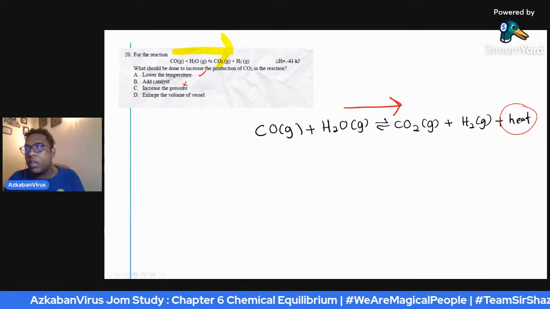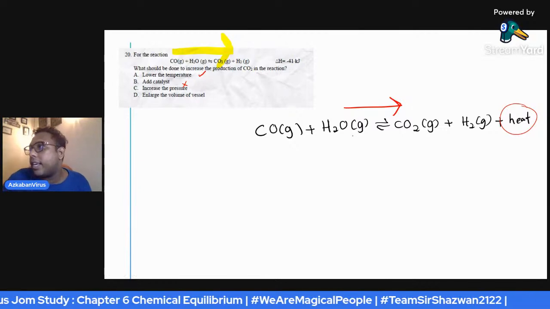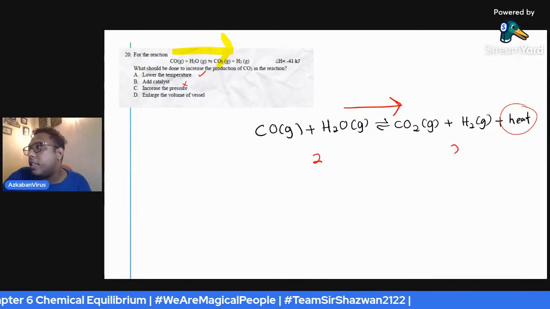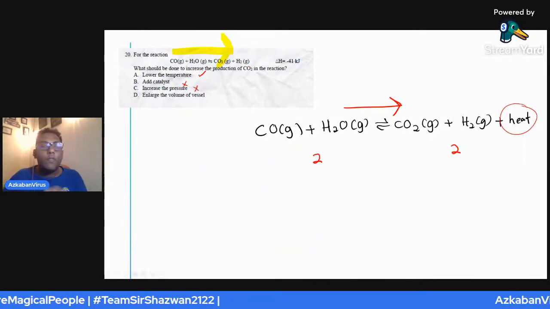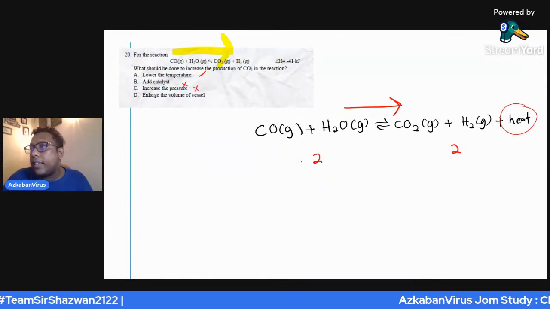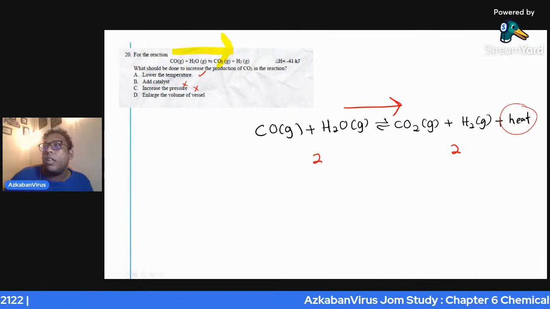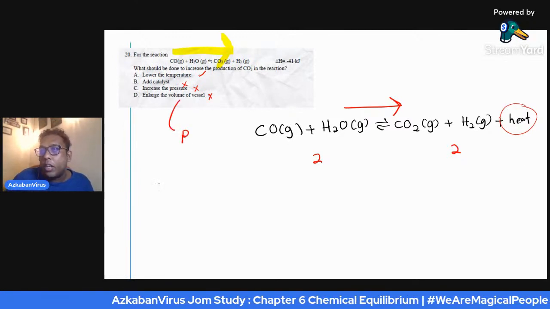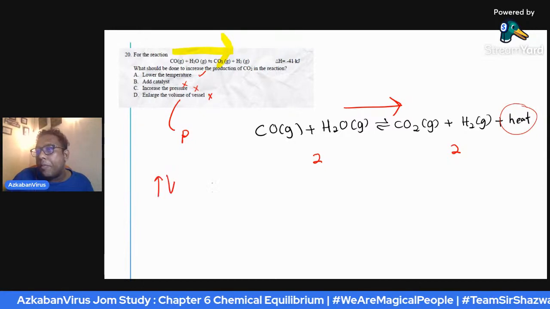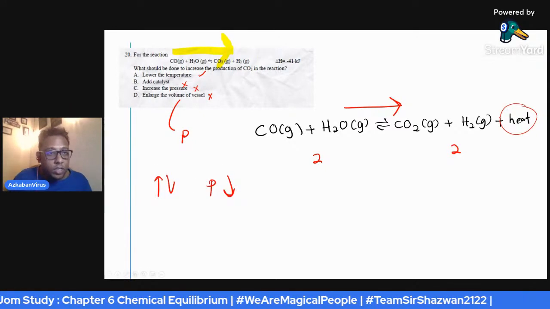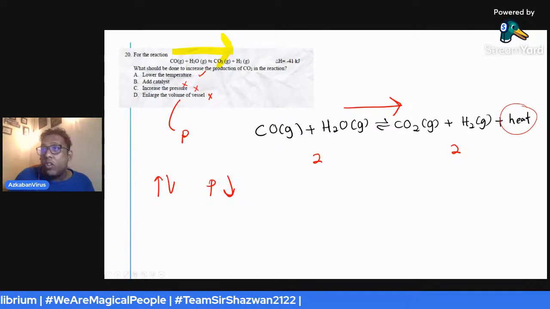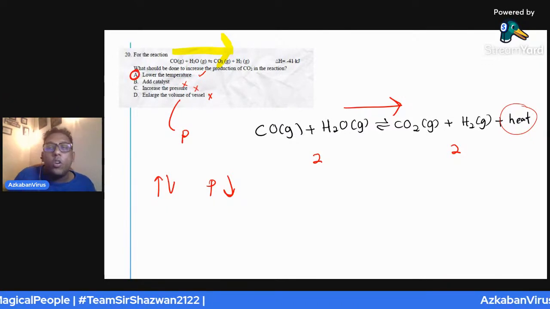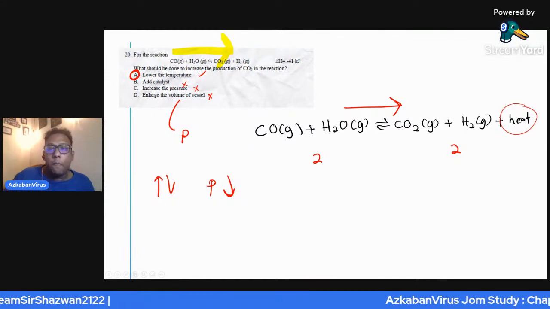Increase the pressure tidak ada kesan sebab di sini 2 mol, di sini 2 mol, tidak ada beza. So tidak ada kesan. Enlarge the volume of the vessel pun tidak ada kesan sebab bilangan mol dia sama. Volume ni dia akan beri kesan pada pressure. Bila you tingkatkan volume, pressure akan jatuh. Sistem akan tingkatkan pressure. Tapi sekarang ni kita nak shift to the right. So yang paling tepat sekali adalah lower down your temperature.